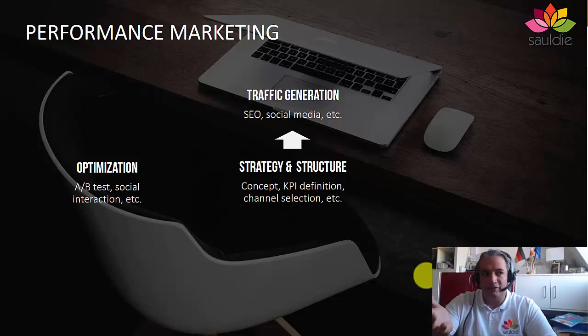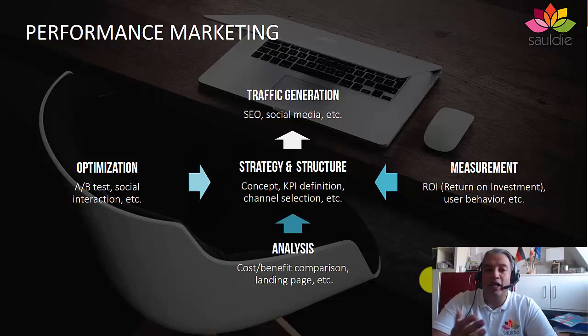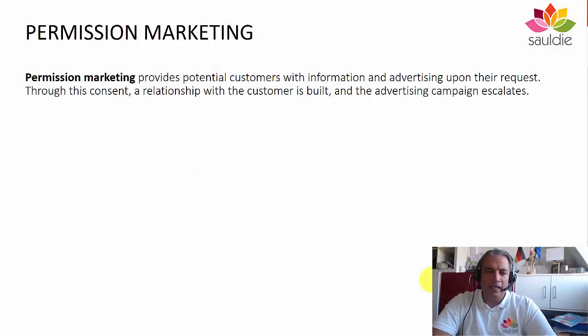And that's not enough. We also do a lot of A/B testing, social interaction, and that helps to optimize all the efforts, and we need to measure everything. So there's ROI, iROI, and user behavior. With that, we can adjust the strategy after the first experiments to optimize it. And of course, analysis of everything: cost, benefit, landing pages, and all the stuff you need.